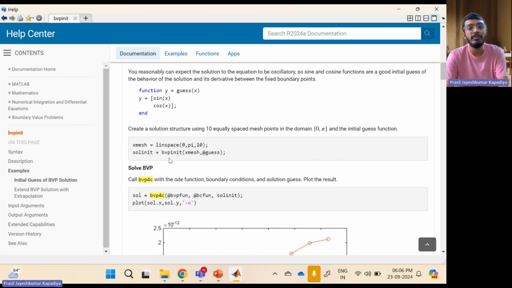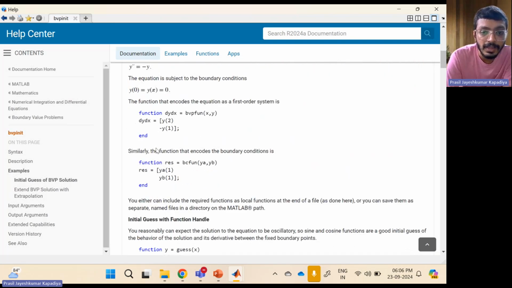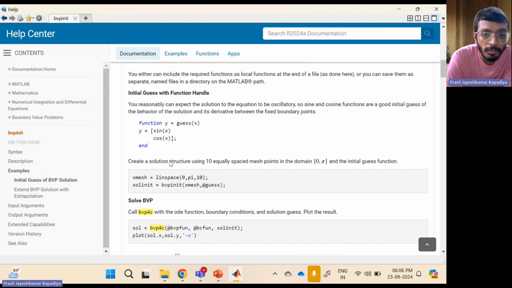Here, sol init is equal to bvp init x mesh. So we are creating a mesh. Our limit was from x equal to 0 to x equal to pi. In this example problem, between 0 and pi, 10 equally spaced mesh points are created by the linspace command and stored in the xmesh variable.